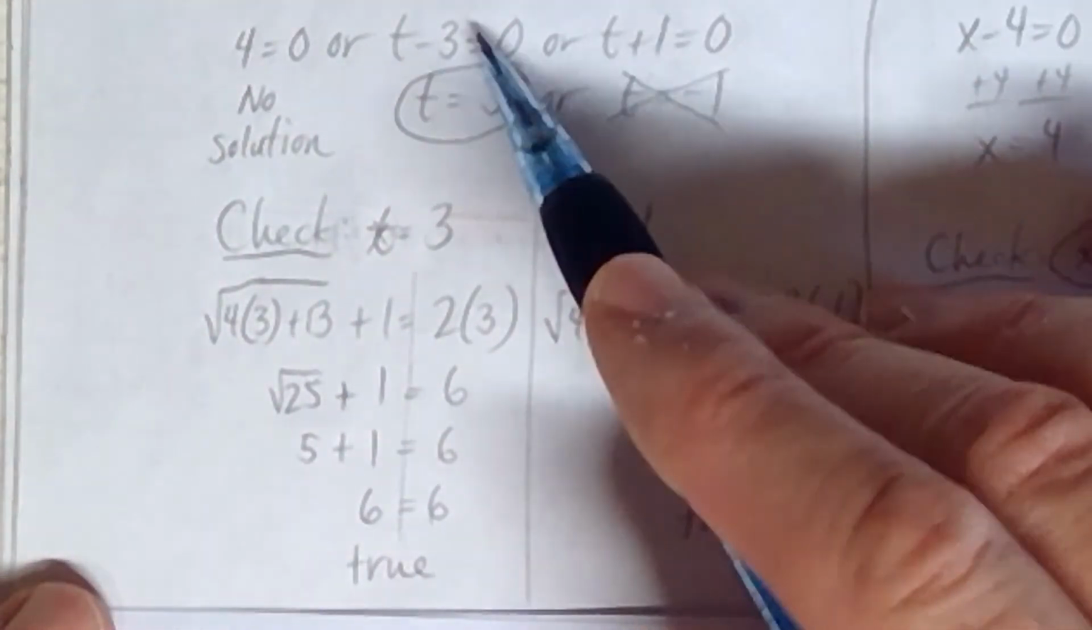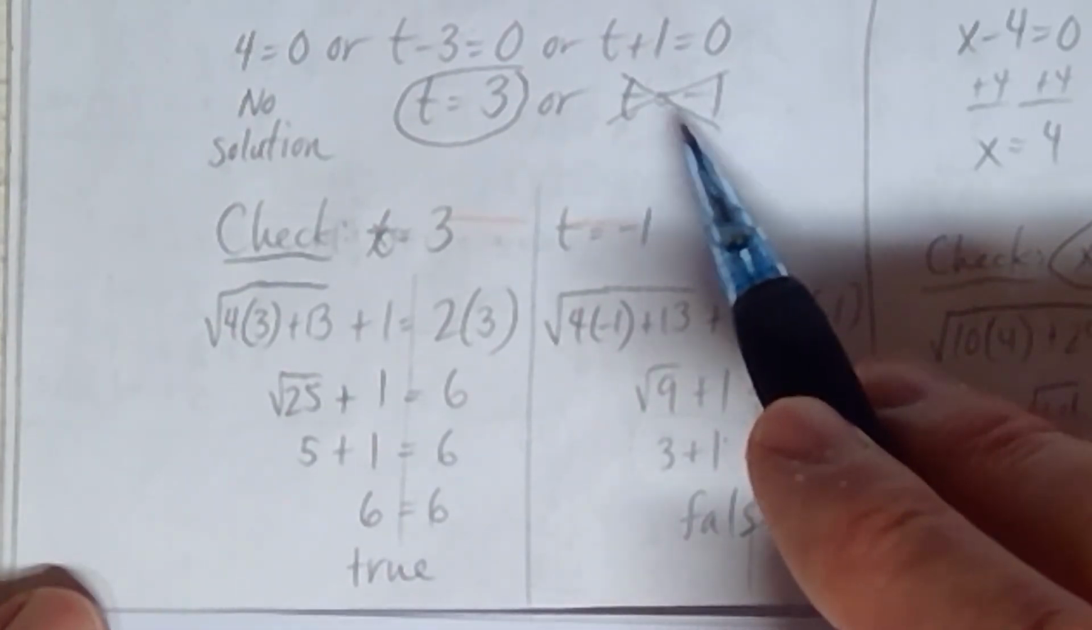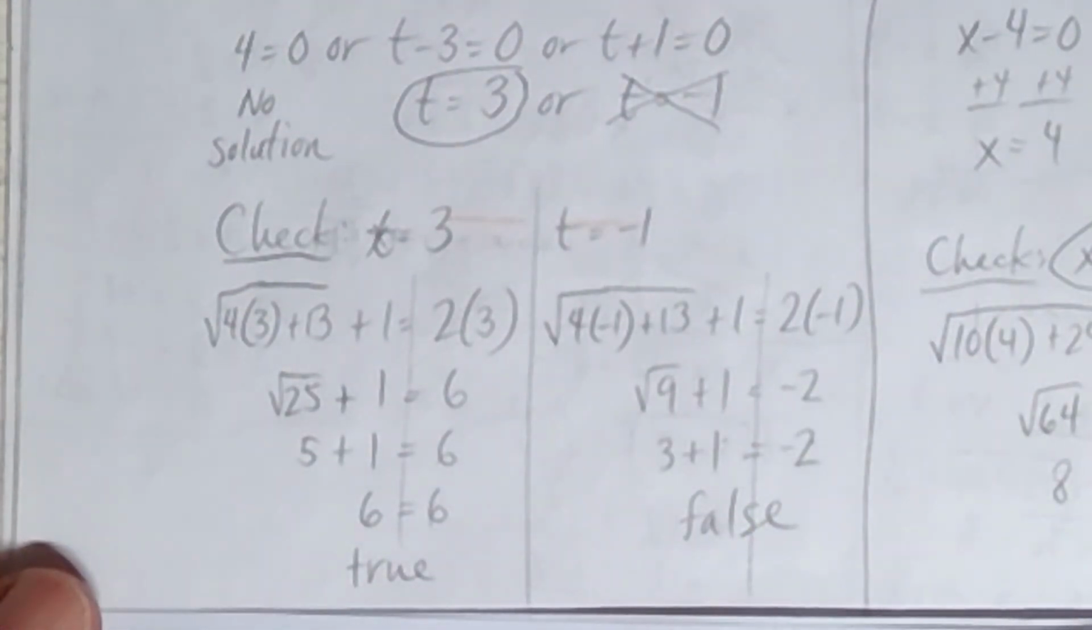So that's why I circled 3. I crossed out negative 1. Okay, so we ended up with just one answer there. All right.